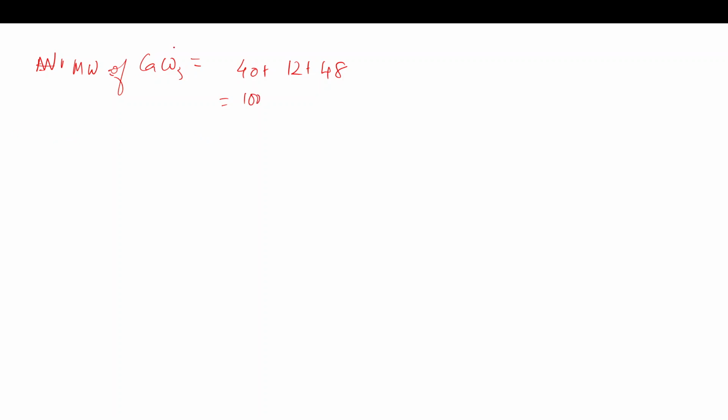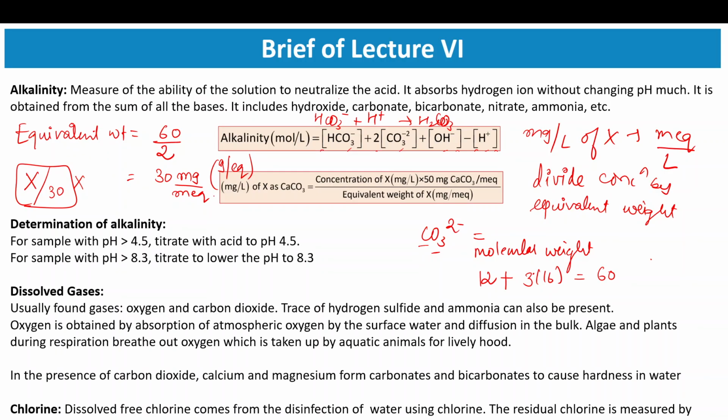In that case, the valency you need to consider is 2. So the equivalent weight will be 100 divided by 2 equal to 50. So to convert it into milligrams per liter or milli equivalent per liter of calcium carbonate, multiply by 50, which is a common factor for every case. I guess it is understood, right? So this formula will help you in calculating the alkalinity.